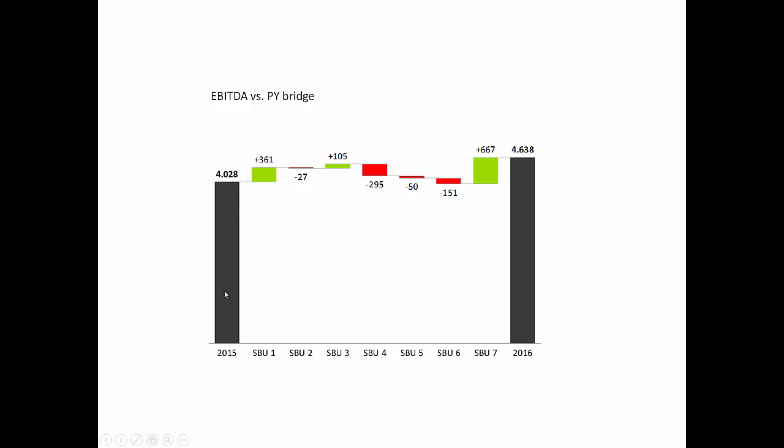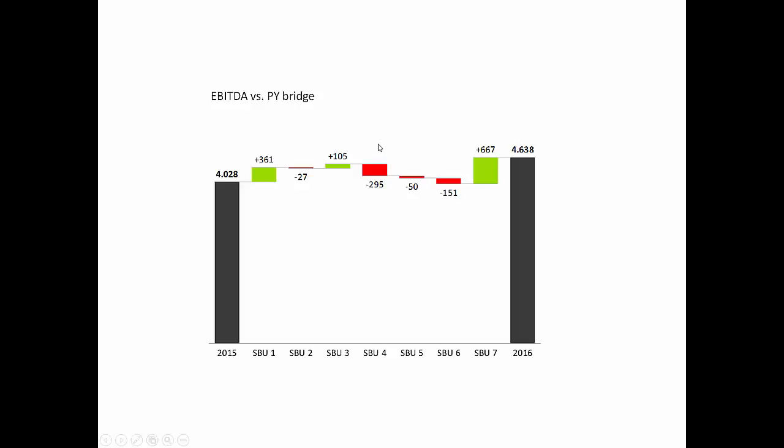So this is a typical example. You have, for example, the previous year value, and then you have some contributions, and then you have the end value. In this case, I have, for example, the total EBITDA value from last year, and now in between I have the variances by strategic business unit. So what we see is a contribution of each strategic business unit. That's why this analysis is called the contribution analysis.